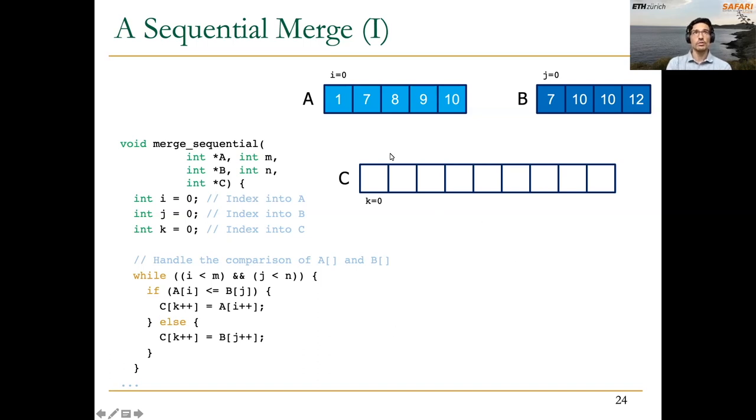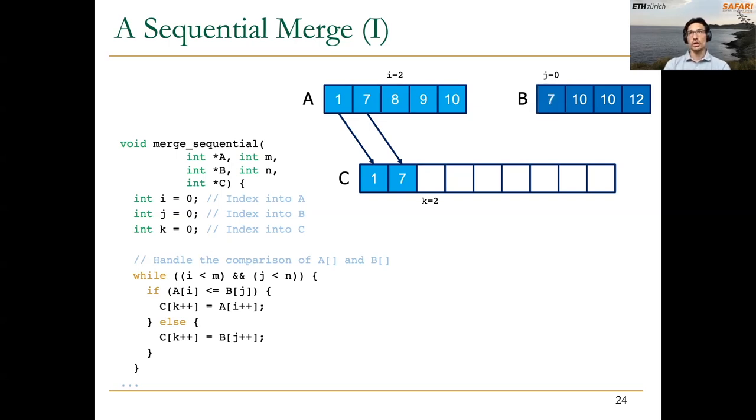So for example, in the very initial iteration, we have I equals zero, J equals zero. These are the indices of A and B respectively. We compare A zero and B zero, and we see that A zero is smaller. So we place it in array C. Then we increment, in this case, the index I and the index K. And again, we compare. These two are the same, but because the elements from A go first, we place the seven in the output position, C1 in particular, and then we move to the next element. So we increment I and we increment K.